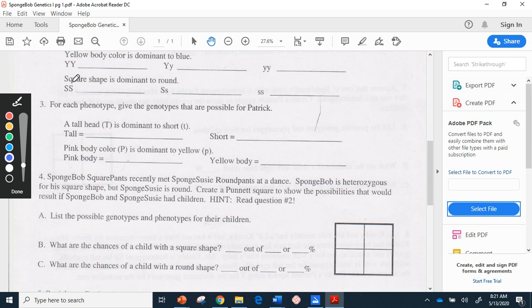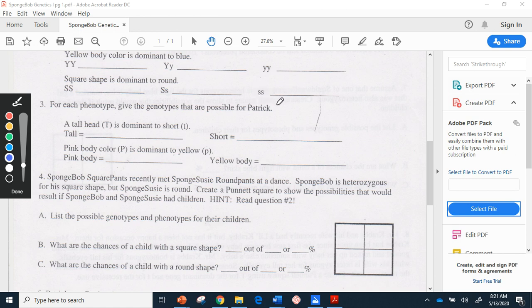So we're going to do the same thing here. For the phenotype, square shape is dominant to round. So let's do this one here. We have lowercase s, so homozygous recessive, square shape is dominant to round. So Bob's body shape would be round. It's the only way that we're going to get that recessive phenotype, is getting two recessive forms of the allele.